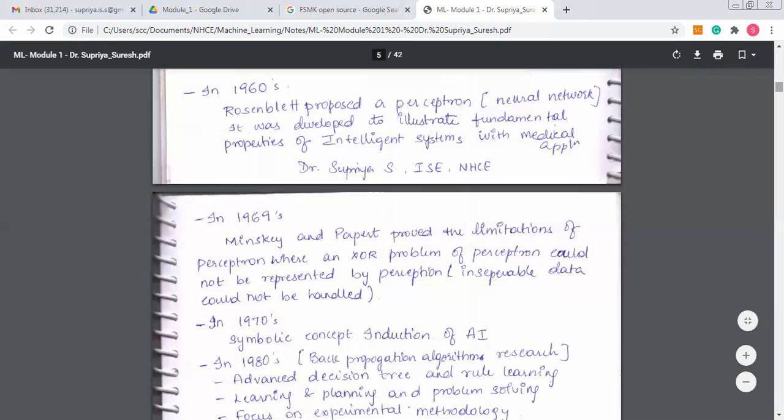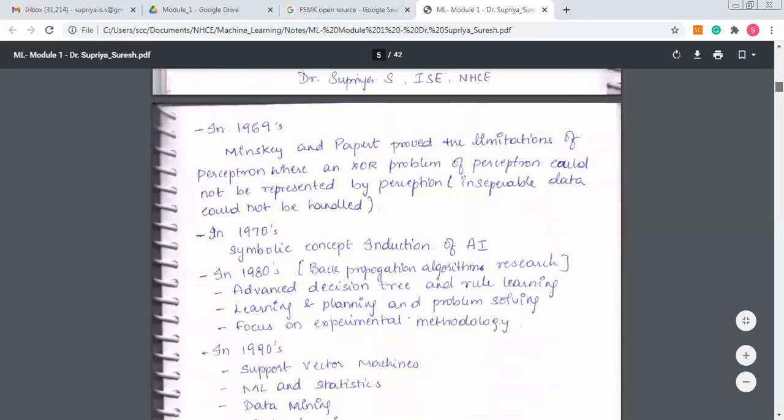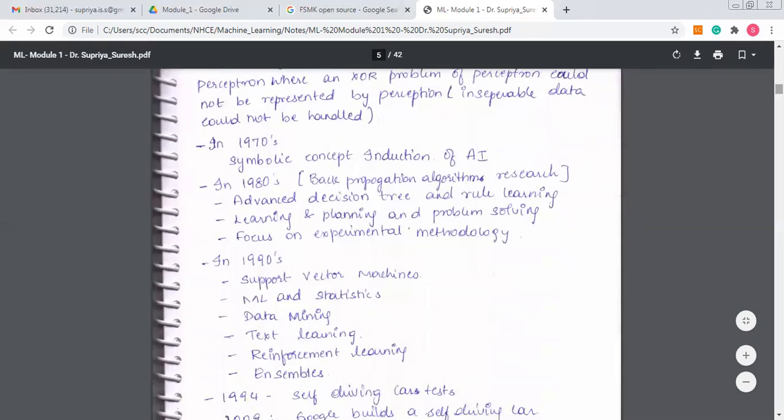And in the 1970s, the symbolic concept induction of AI, the symbolic representations of AI, came up. In the 1980s came one of the very important algorithms, backpropagation. Each and every neural network model that we consider has the concept of backpropagation, updating its weights in terms of gradient descent or gradient ascent.